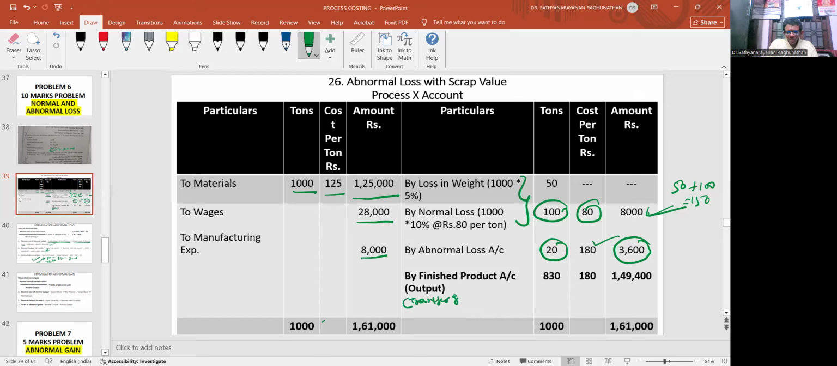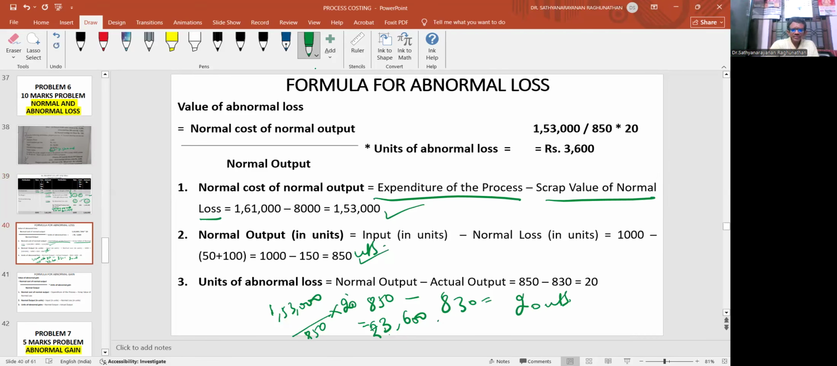Like this you put it in the bracket: transfer of 830 tons at rupees 180 each for rupees 1,49,400. Like this, you have to write it within the brackets. Final answer.